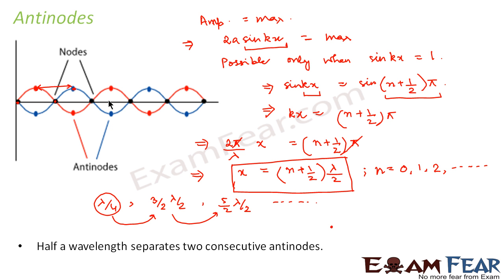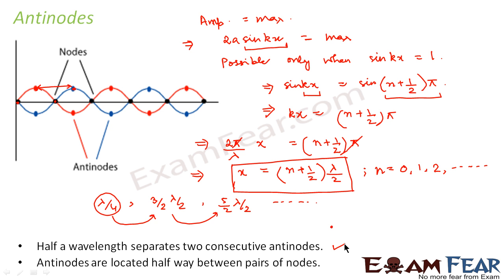So the first thing here is half a wavelength separates two consecutive antinodes. The second one is antinodes are located halfway between pairs of nodes. That is, it lies in the middle of two nodes. Right? So that is all about nodes and antinodes.